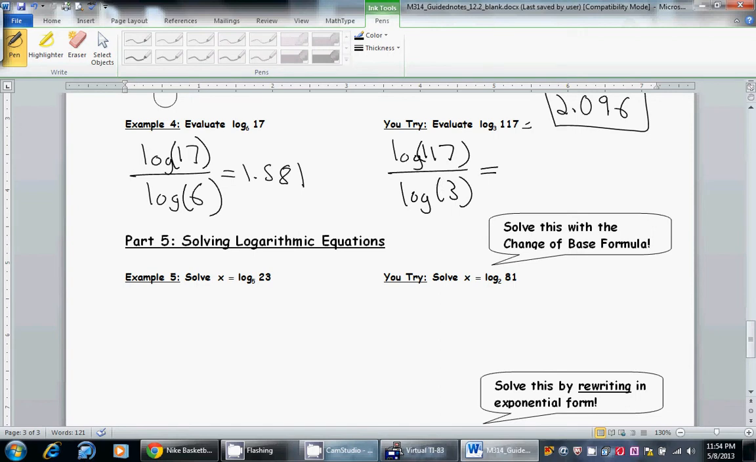Now I'm not going to do this on the calculator for the interest of time, but you should get 4.335. And again, what is this saying? This is saying that 3 to the 4.335 gets you 117. Now we're rounding, so it's not going to be an exact answer, but for our purposes, it's good enough.